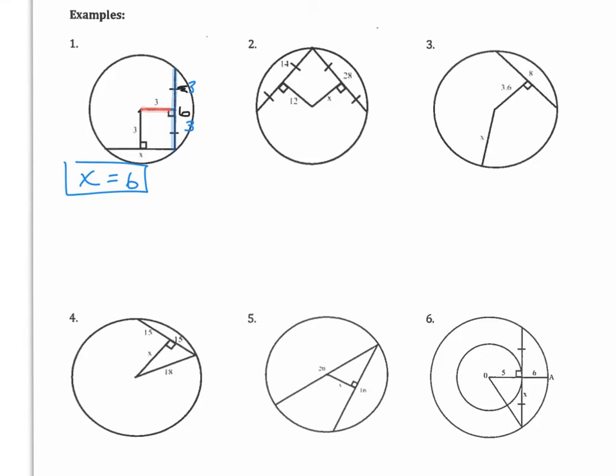If I look at this next one, let's see if we can figure it out. I know that this chord is perpendicular to this radius. So that means that both of these little pieces are 14, which means this whole thing is 28. Now if I look at the other chord, it's congruent. Since it's congruent, I know my center is equidistant to both. So x is 12.